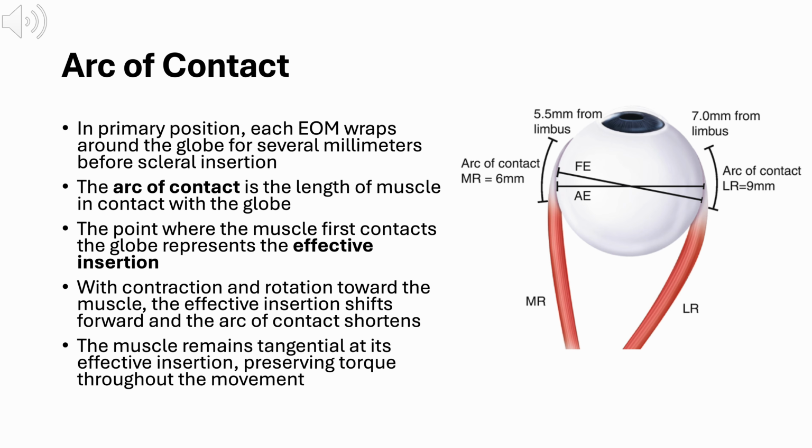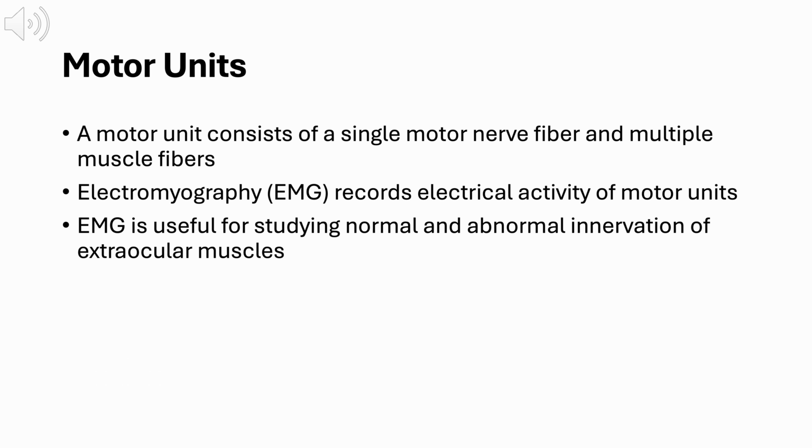In primary position, each extraocular muscle wraps around the globe for several millimeters before it inserts into the sclera. The portion of the muscle that stays in contact with the globe is called the arc of contact. The point where the muscle first touches the globe acts as the effective insertion, which is what actually determines torque. As the muscle contracts and the eye rotates toward it, this effective insertion moves forward and the arc of contact shortens. Despite that shift, the muscle stays tangent to the globe, allowing torque to be preserved throughout the movement.